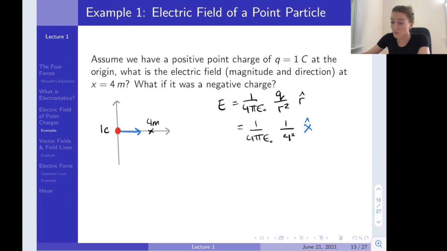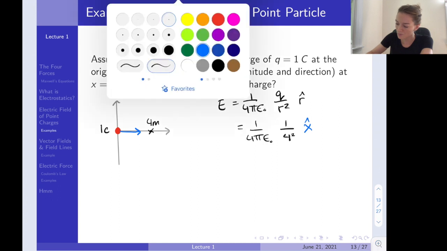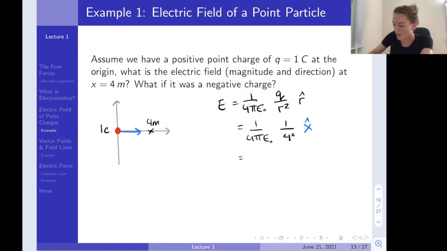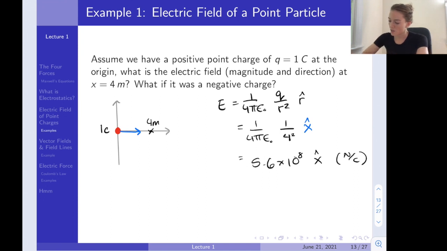Now we can just plug this into your calculator, just plug this number in, and we get for that, let's see. So this comes out to 5.6 times 10 to the 8. This is in the x hat direction, and the units are newtons per coulomb. So this is our electric field. So this electric field is kind of huge, 10 to the 8, because like I said, 1 Coulomb of charge is very big. So typically our electric fields are going to be a lot smaller than this. Something like that, but I just chose this problem so the numbers are easy.